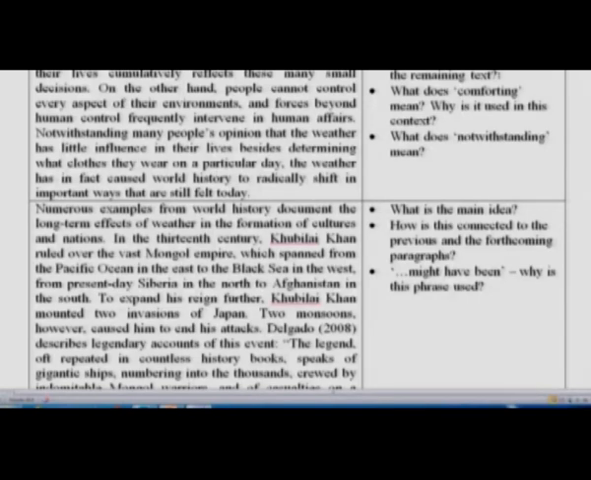How is it connected with the remaining text? The first paragraph ends with a statement that weather has caused world history to radically shift. So, we expect there are going to be instances of this. Some keywords you can focus on while reading. Okay, we move on.